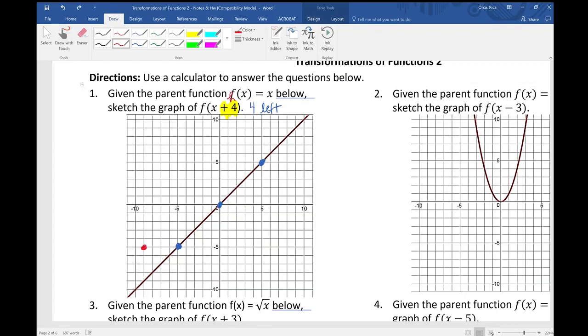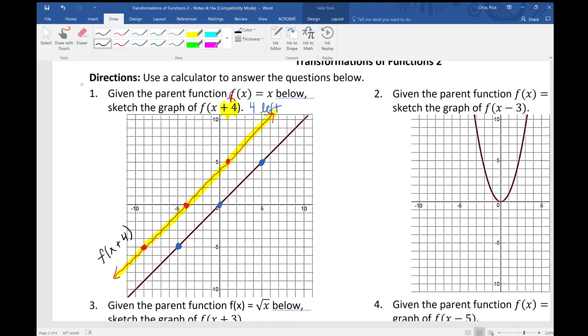Let's go to (0, 0). Let's move (0, 0) 4 units to the left. 1, 2, 3, 4. And finally (5, 5). Move that 4 units to the left. 1, 2, 3, 4. Now that you have your points, go ahead and draw your line. And this is f(x + 4).